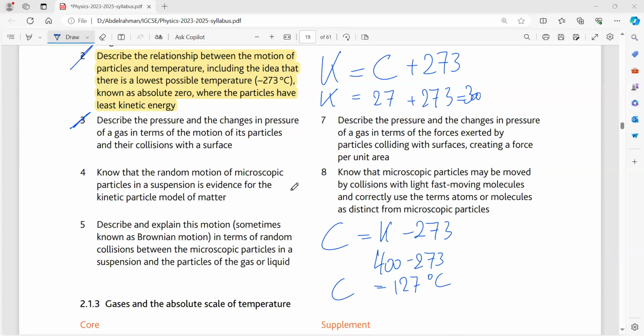Know that the random motion of microscopic particles in suspension is evidence for the kinetic particle model of matter. What is this? This is the Brownian motion. What happens in the Brownian motion? The air molecules move fast and randomly, colliding with the smoke particle or the pollen grain or whatever you have, causing a random zigzag motion. This is the Brownian motion.